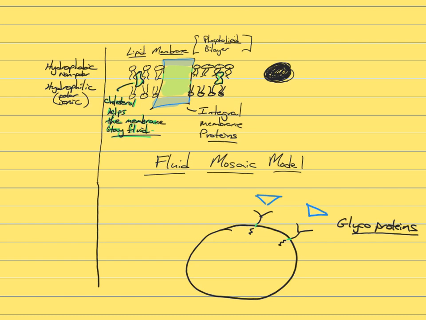Now, this is called insulin, right? Insulin is made by a cell in the pancreas. In the pancreas, there are these cells that make insulin. They do exocytosis.